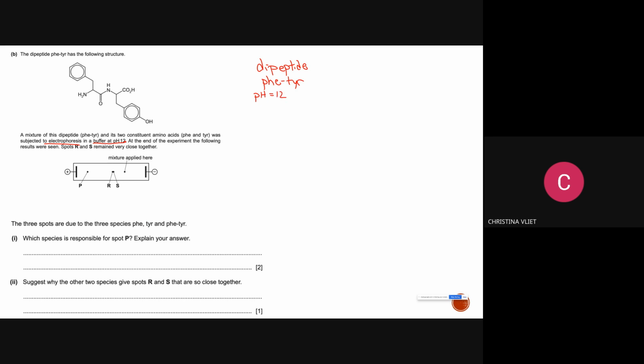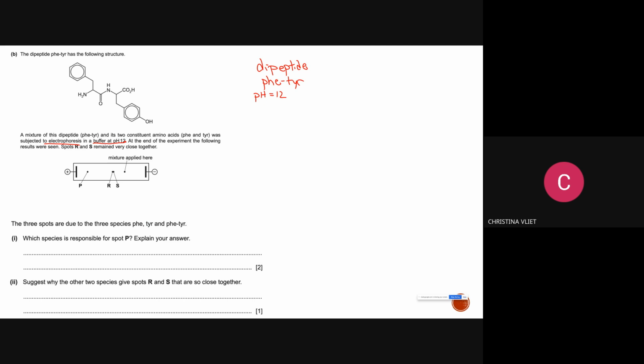pH 12 means what? Acid or base? Definitely basic. That's actually considered 12 to 14 is strong base. So they're telling you that for a reason. They're saying, hey, this is strong base. So how would I rewrite this in strong base conditions? What would I have to do? Remove the H from the CO2H.